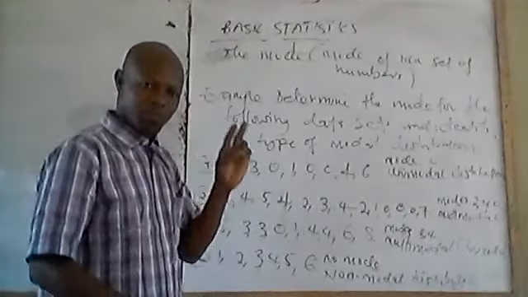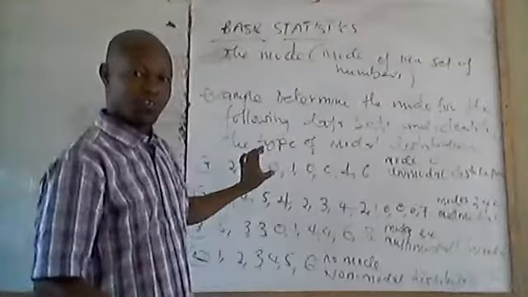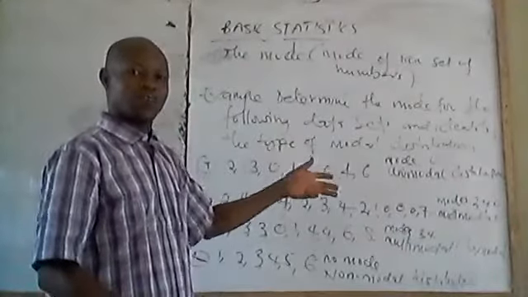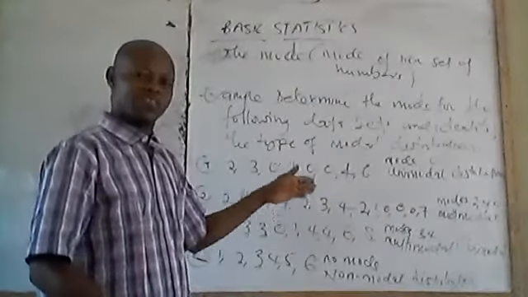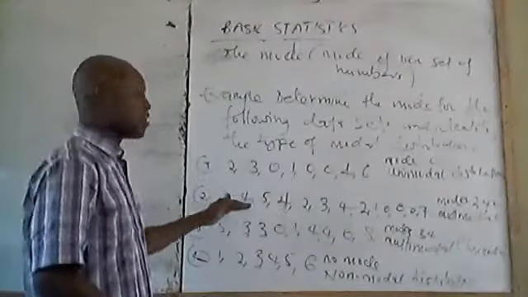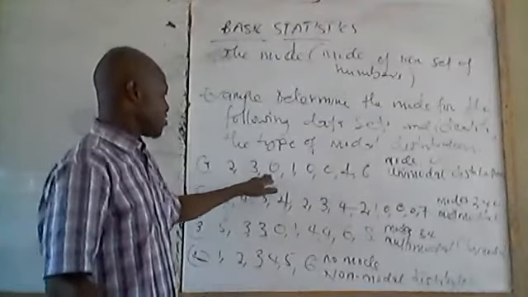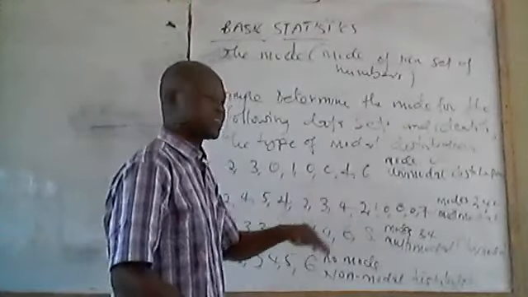We are going to first of all determine the mode for each of the data sets that we have over here, and then find out what type of modal distribution each of the data sets represents. So to proceed, the first one is 2, 3, 0, 1, 0, 0, 4, and 6.